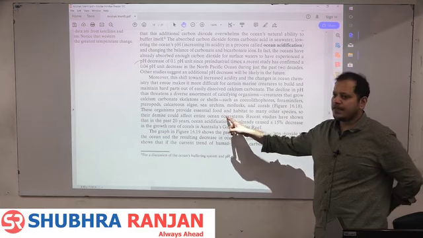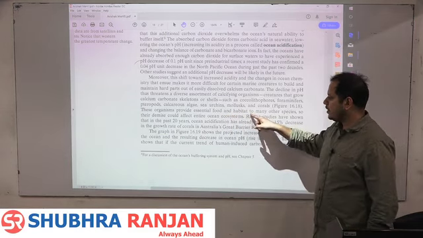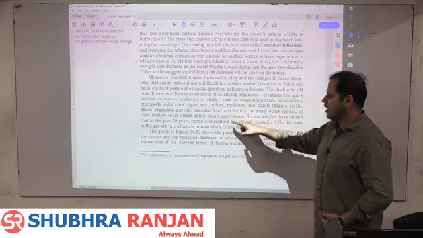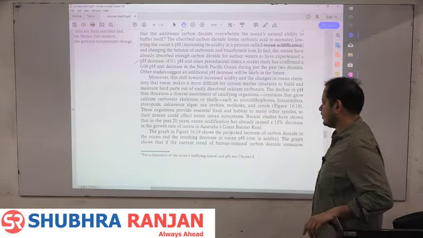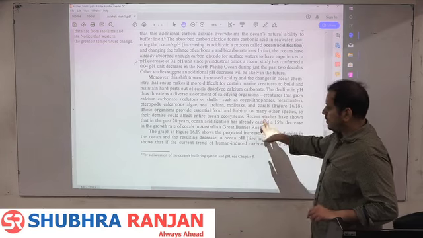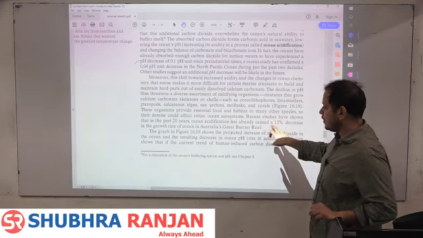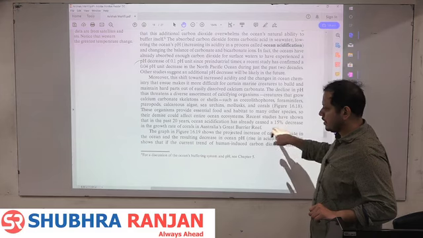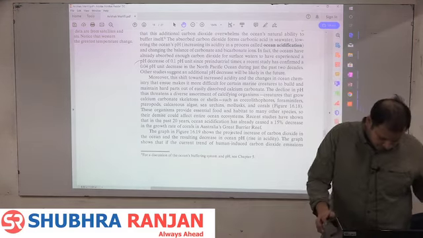Thus affecting the entire oceanic food chain. That is, these organisms provide essential food and habitat to many other species, and their demise could affect the entire ocean ecosystem. Example, recent studies have shown that in the last 20 years, ocean acidification has already caused a 15% decrease in the growth of corals in Australia's Great Barrier Reef.